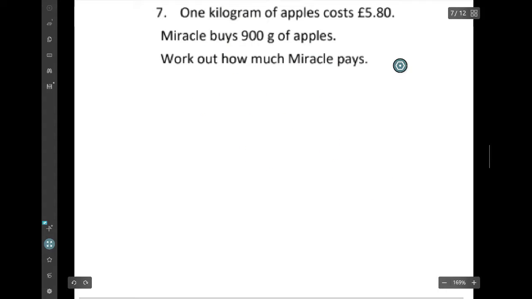Question 7. Right, a kilogram of apples costs £5.80. Miracle buys 900 grams. How much does she pay? So we can kind of see this using a bar diagram, similar to a percentage bar in a way. So we want to first change the units because we've got grams and kilograms. So 1 kilogram is 1,000 grams.